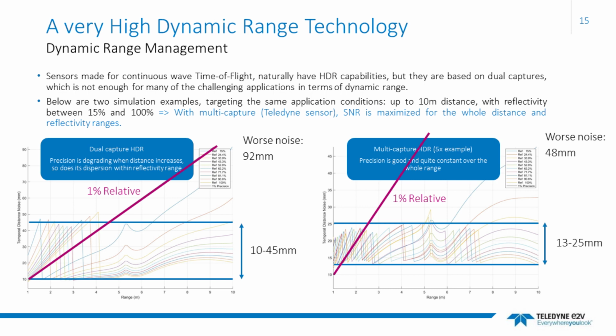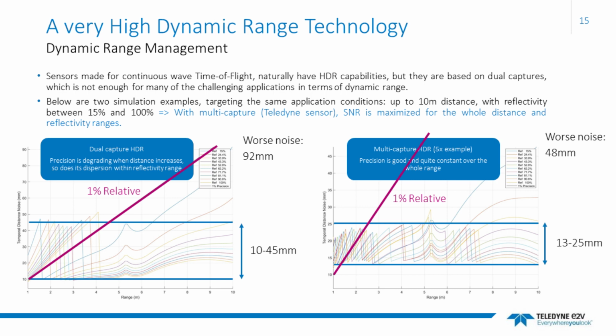On the left side is a dual capture HDR, mainly used in continuous wave time of flight. As you can see, the precision is degrading when the distance increases, so that is dispersion within the reflectivity range. On the right side, however, the precision is good and quite constant over the whole range. You can see that the most part of the noise is between 13 and 25 mm in the multi-capture HDR, while it is between 10 and 45 mm in the dual capture HDR. So both the average noise and the dispersion are much bigger.